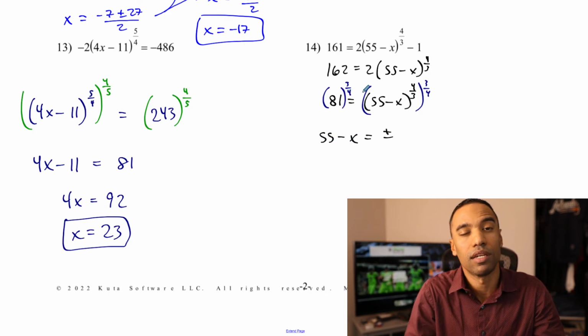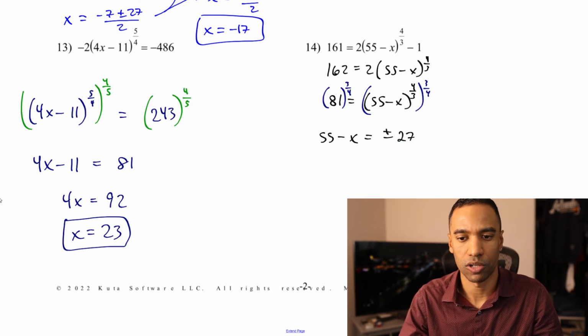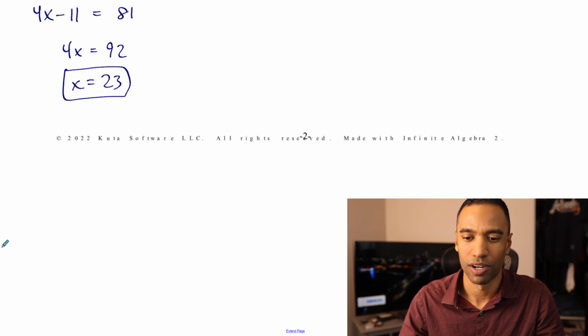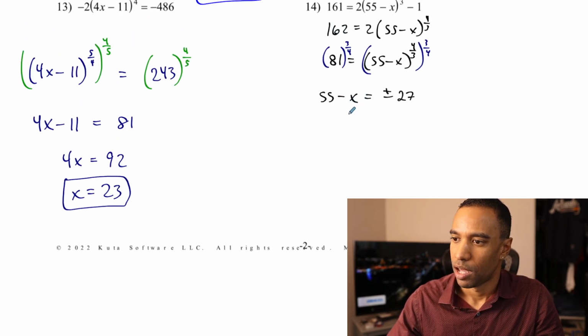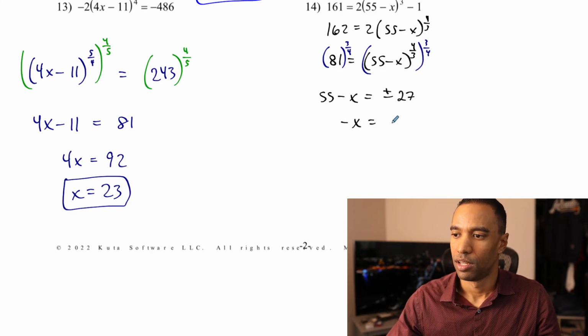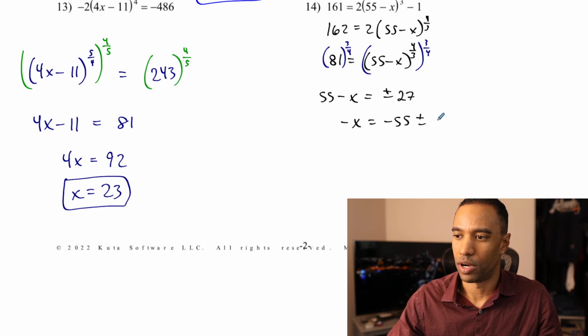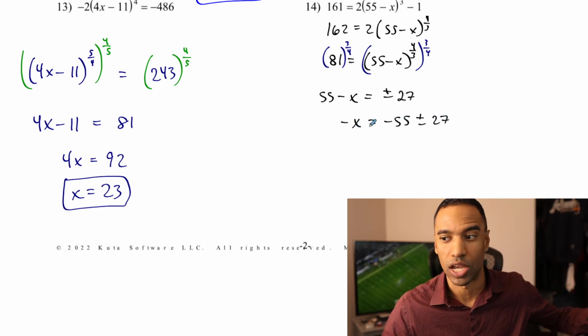4th root of 81 is 3. 3 cubed is 27. That's not original. It's not something we haven't seen before. Oh, and we lost it. And I'm going to subtract 55. Now, this will look kind of weird to you guys right here. I'm going to divide everything by -1. I'm going to change all the signs.